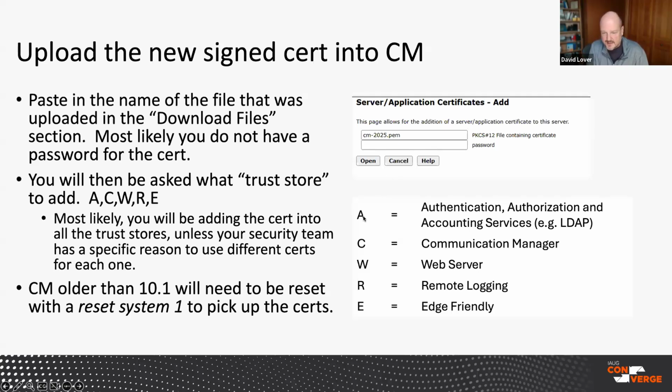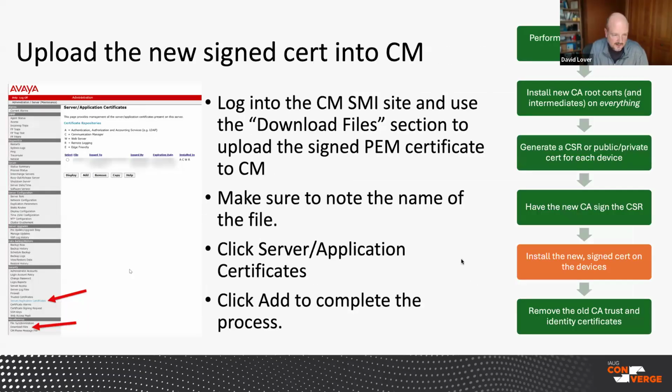Hit open. It's going to ask me to check where do I want to put it? Do I want to put it on just the communication manager? Do I want to put it on the web server? And it'll now show up as an identity cert inside communication manager, applied to certain services. So you can see Nick grayed out. This is one of his again, where he's got an identity cert and he put it on everything except for the edge friendly stuff. So we put it on authentication, communication manager, web server, and remote logging.